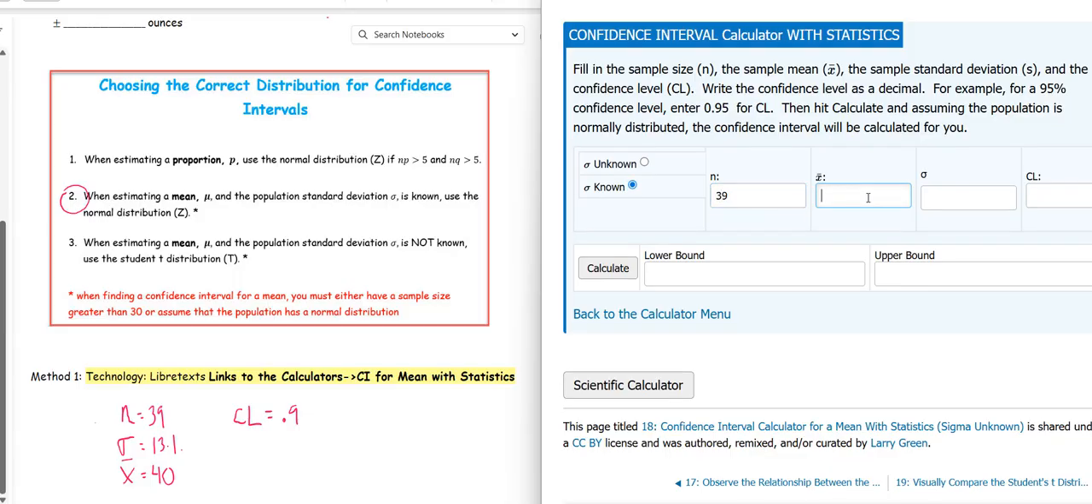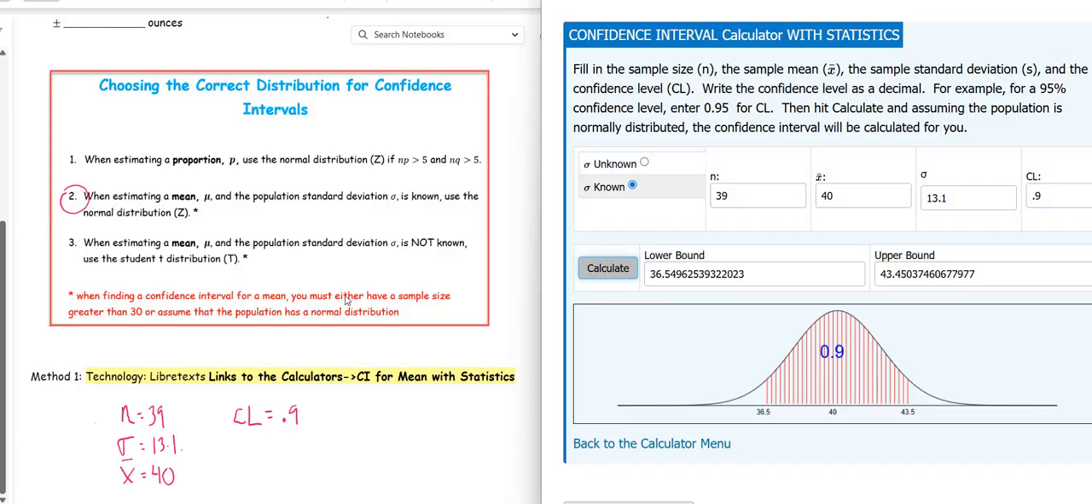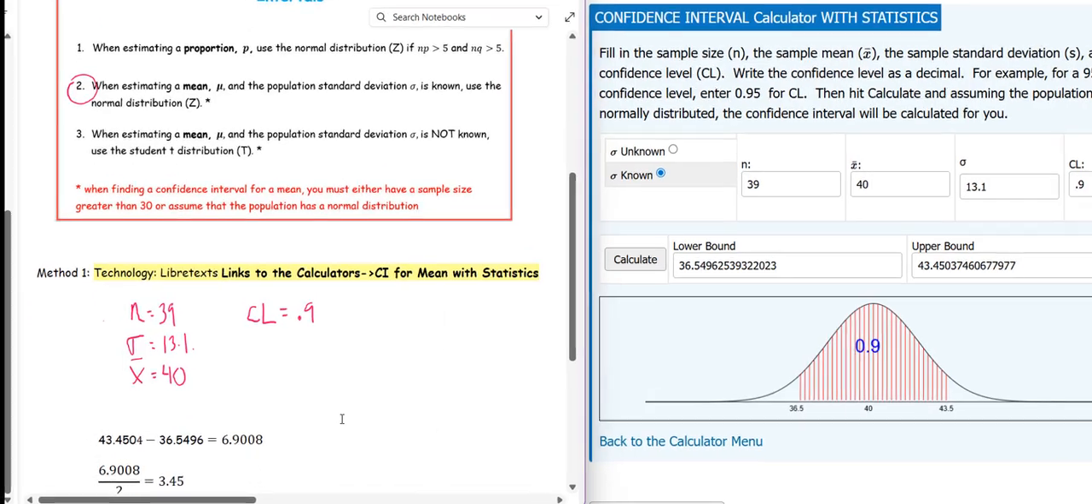39 for n, X bar is 40, sigma is 13.1, and our confidence level is 0.9. And we click calculate. And here I have the upper bound and the lower bound for my confidence interval. Now I'm going to round these to 4 decimal places because I want to round my final answer to 2 decimal places. So let's come back over here where I've recorded these.